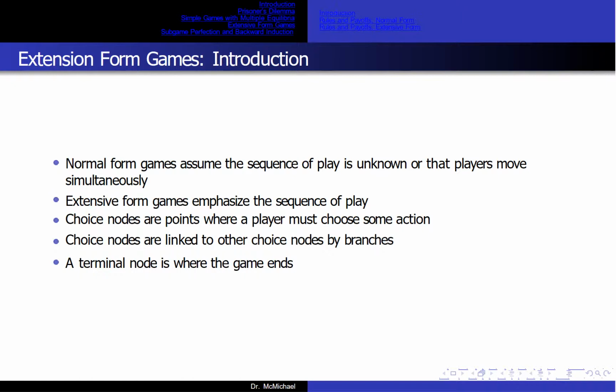Normal form games assume the sequence of play is unknown or that the players move simultaneously. Extensive form games emphasize the sequence of play. Choice nodes are points where a player must choose some action. Choice nodes are linked to other choice nodes by branches. A terminal node is where the game ends.